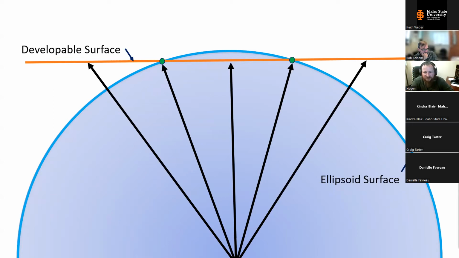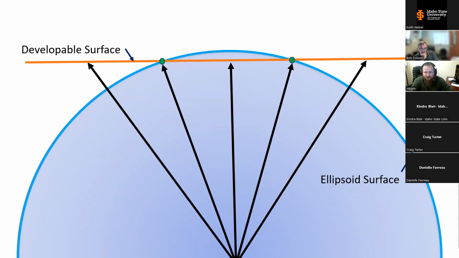You'll notice looking at this that there are 2 green circles where this flat plane called the developable surface intersects the ellipsoid surface. And this is what we are trying to do when we create a map. We want to project that round surface of the ellipsoid onto a flat plane. There are various methods that we use to do that, but they all have certain things in common.